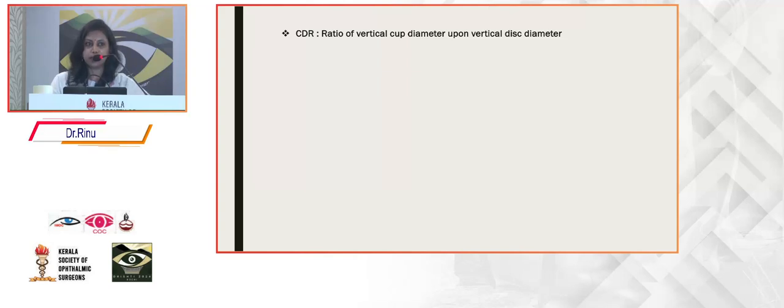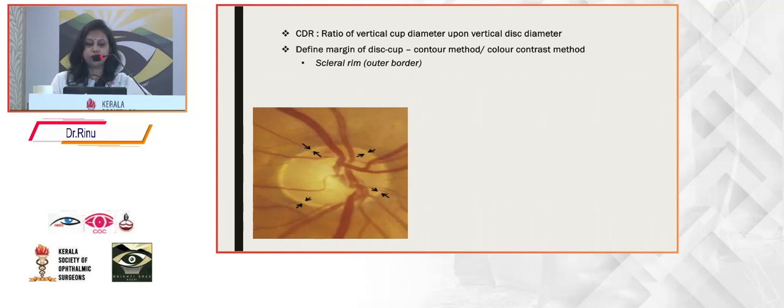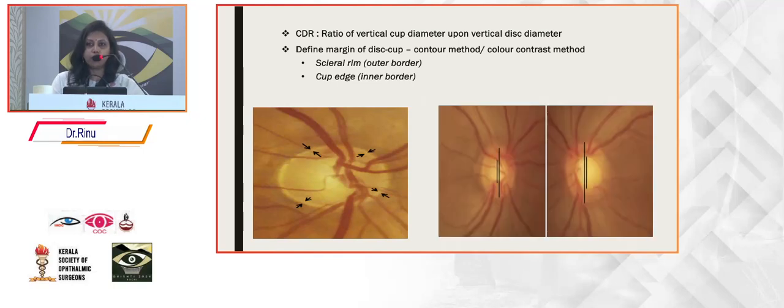Cup-disc ratio is nothing but the ratio of the vertical cup diameter upon the vertical disc diameter. But to identify this, we need to know what the margins of the disc and cup are. To define the margin of the disc, we identify the scleral rim of Elschnig. The optic disc actually starts from the inner border of the scleral rim. Now the cup edge or the cup border can be found out by two methods, that is the color contrast method or the contour method.